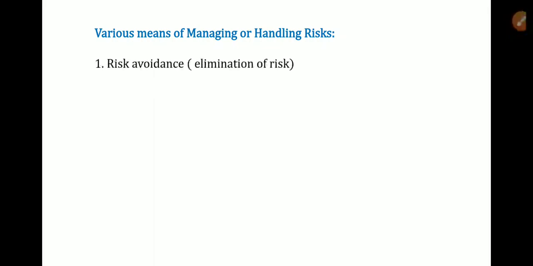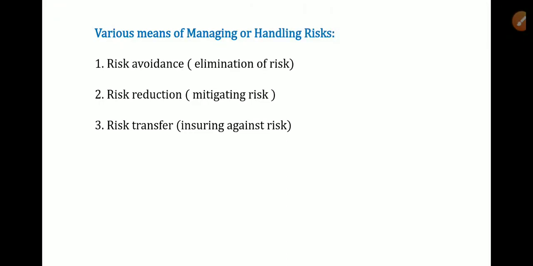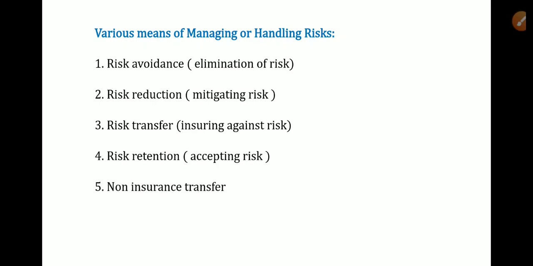First method is risk avoidance, which means elimination of risk, and secondly risk reduction, which means mitigating the risk, and third one is risk transfer, which means insuring against the risk, and fourth one is risk retention, retaining the risk or accepting the possibility of loss, and lastly non-insurance transfer. So these are the five ways or various means of managing or handling the risk. Let me explain one by one.